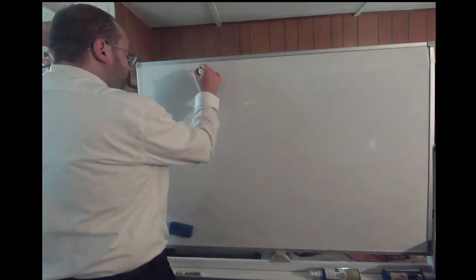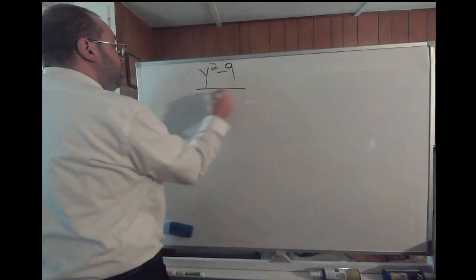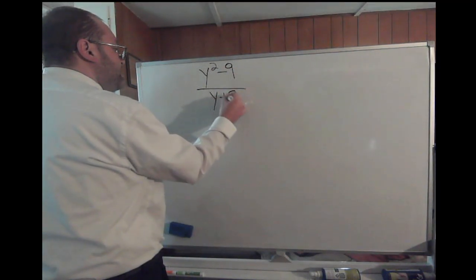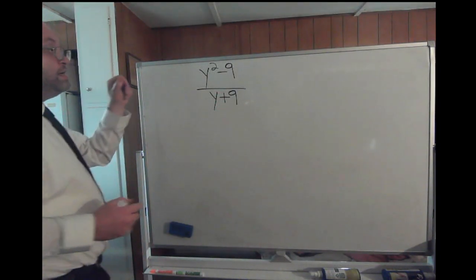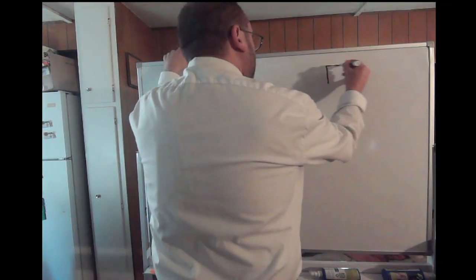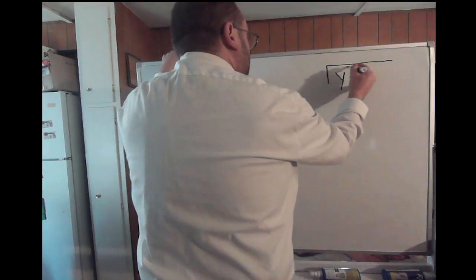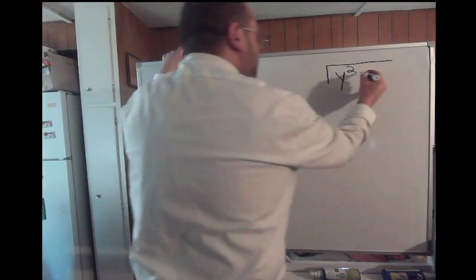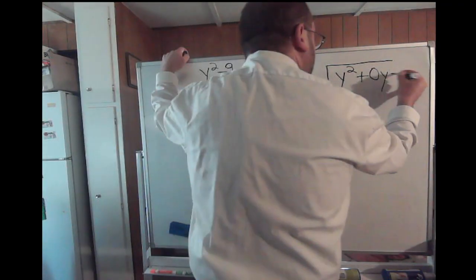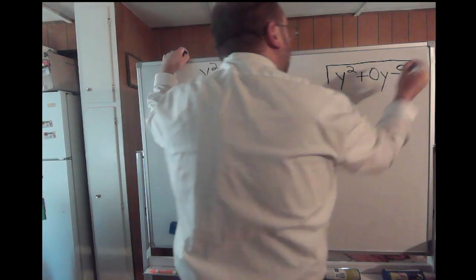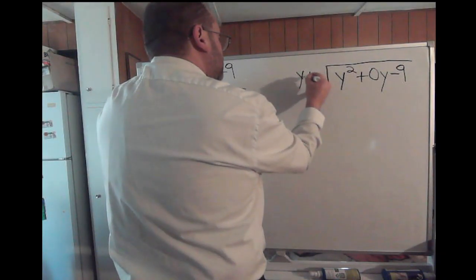Now how about this one? We got y squared minus 9 all over y plus 9. So again, set up your long division problem. Set up your dividend of y squared. You have no y term, so that'll be plus 0y. Then you have your minus 9. Then you divide that by your divisor of y plus 9.